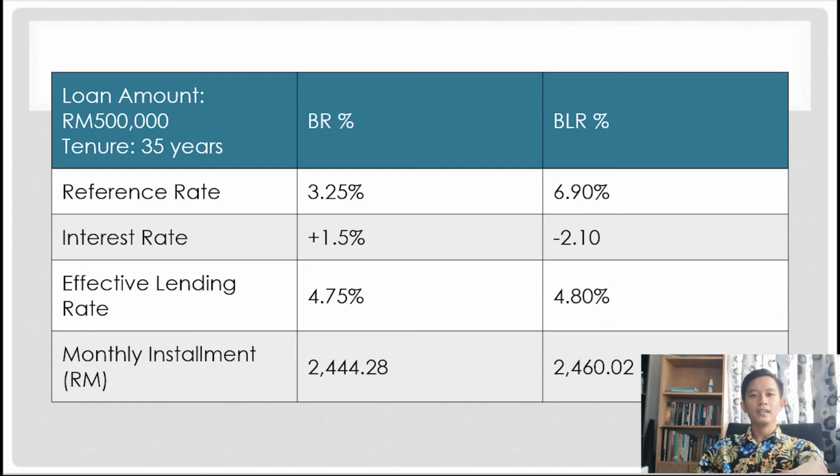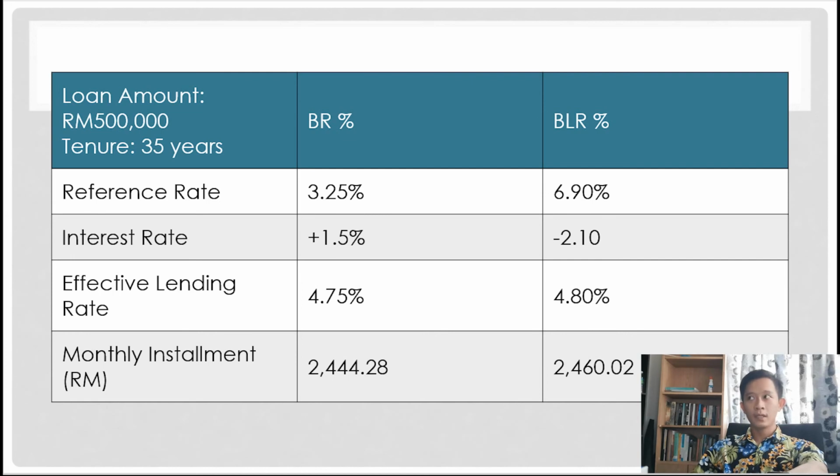So how do we get the monthly installment? It is calculated by the bank, but we can count it roughly by just using Google. You just Google a home financing calculator, and it will give you columns that you need to fill in: the loan amount, the tenor, and the rate. When you fill in the blanks, you will get your rough monthly installment. So this is an example of how BR and BLR are compared.